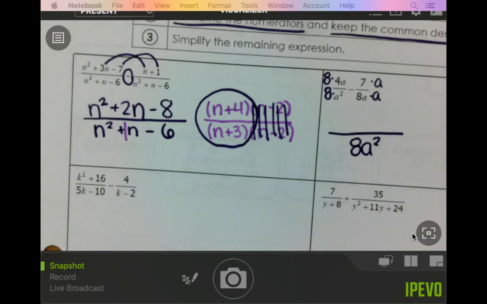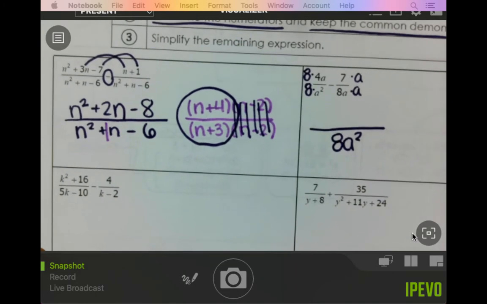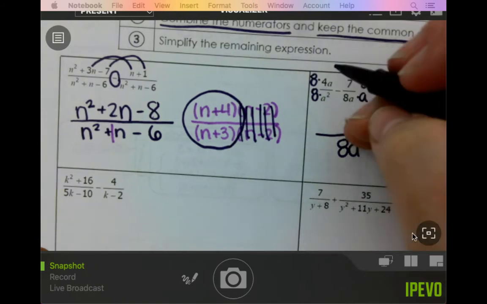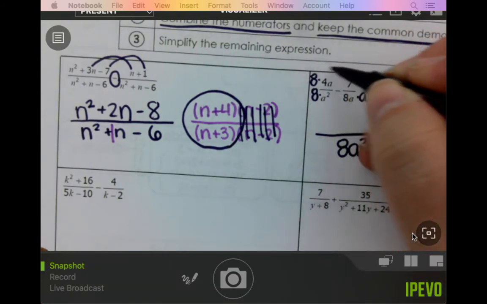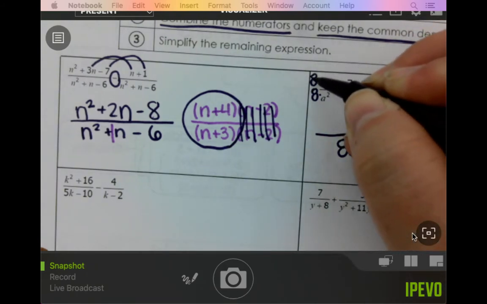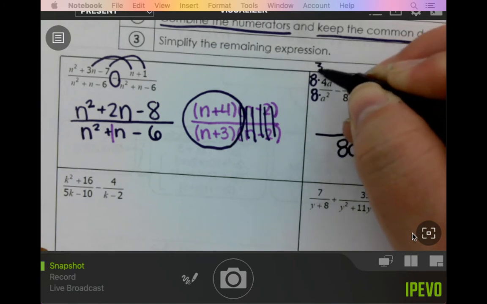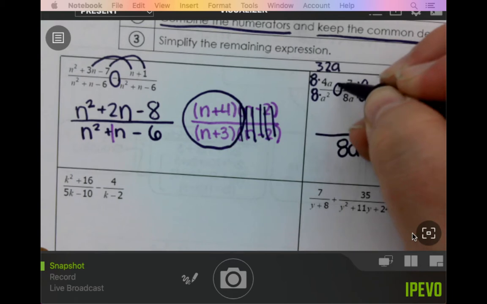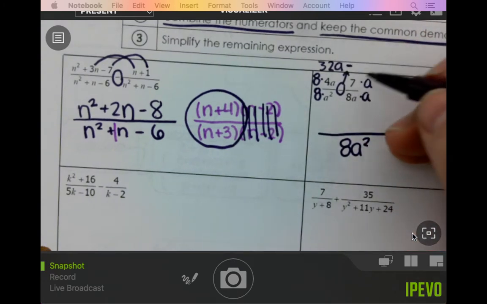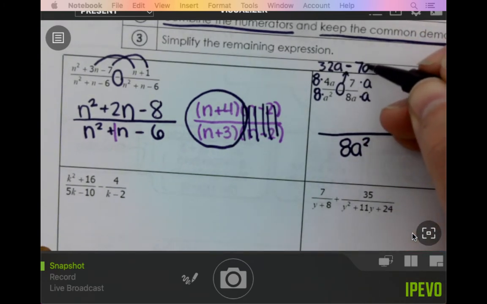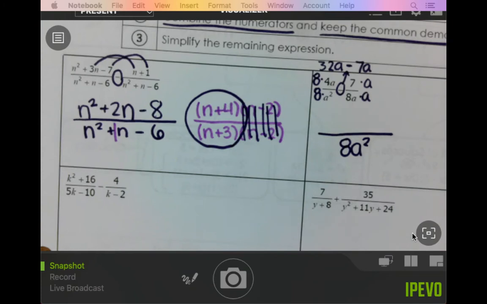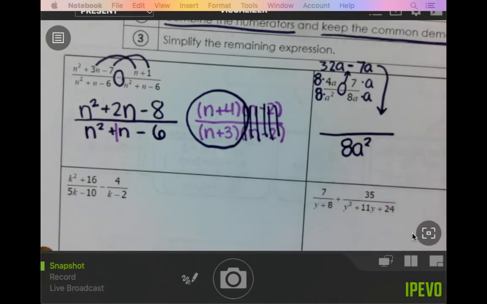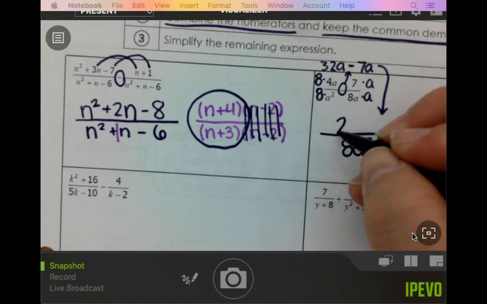And then because I know that a lot of times the hardest part is just how many steps things take, we're going to go ahead and do some work right up here for a second. 8 times 4a is 32a. Minus 7 times a is 7a. And 32a minus 7a, 32 minus 7 is 25.